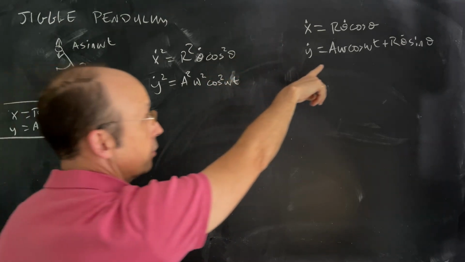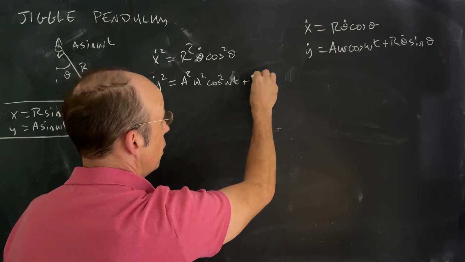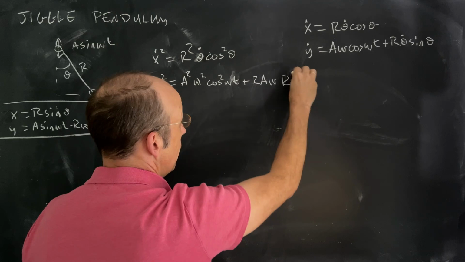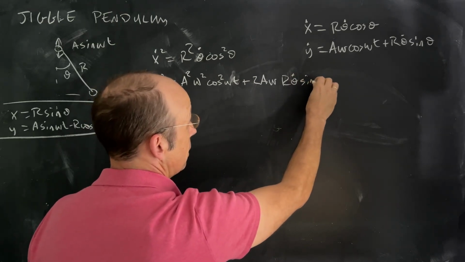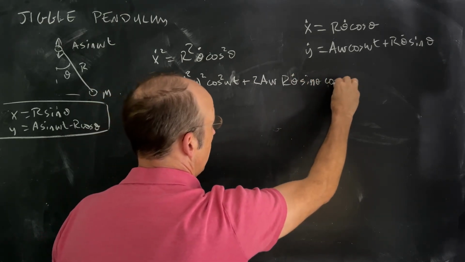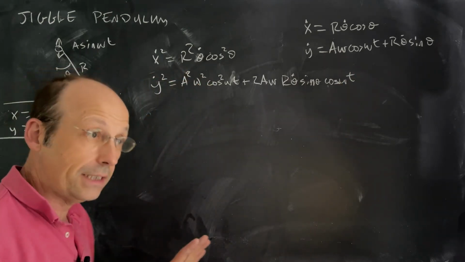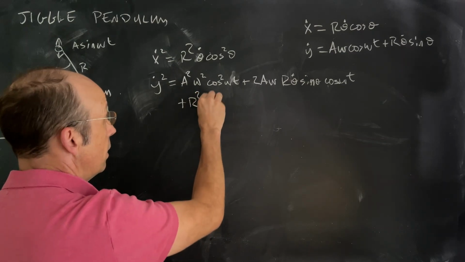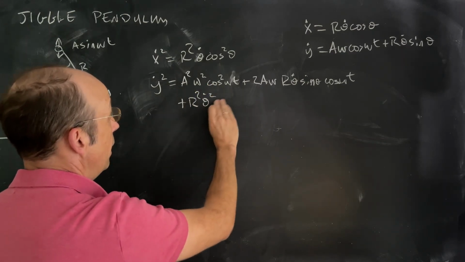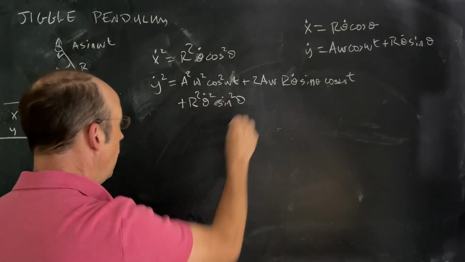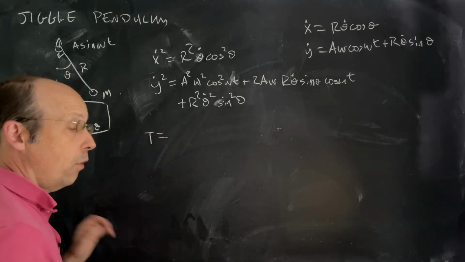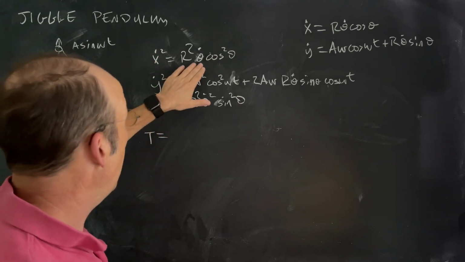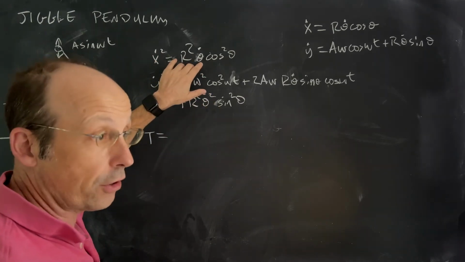And then I'm going to get the cross term, so I get two of those. So I get plus 2a omega r theta dot sine theta cosine omega t. I know it's getting messy. And then I have that last term plus r squared theta dot squared sine squared theta. So we can write the kinetic energy term now. So let's go ahead and think, right? Because when I add x dot squared plus y dot squared, I'm going to get this term plus that term. They both have r squared theta dot.